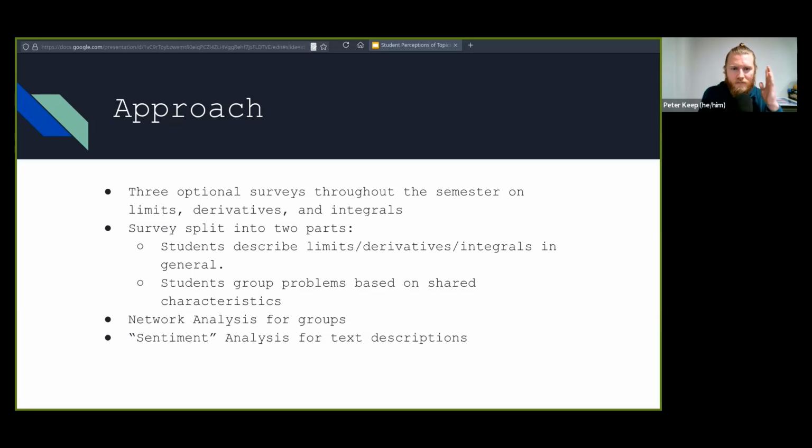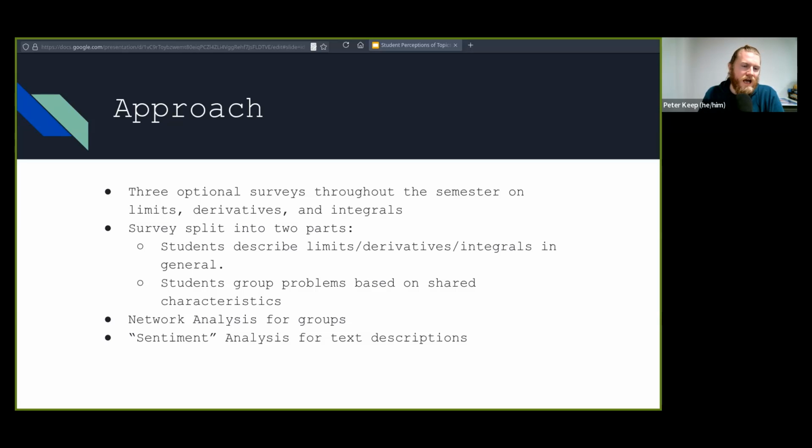And then the second part was that we gave students a bunch of limit, derivative, and integral problems and had them group them together. So on the limit survey, it was, here's a bunch of limit problems, split them into groups based on how these problems are similar to each other. We tried to not give them any leading hints on what we were thinking similar meant. So they got to create their own criteria for what that meant. And that was what we were really interested in, right? Do students think about limit problems as similar or different to each other in a different way than they do derivatives or integrals?